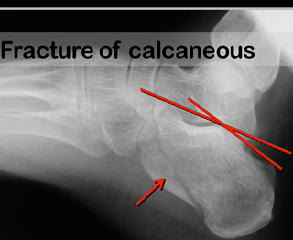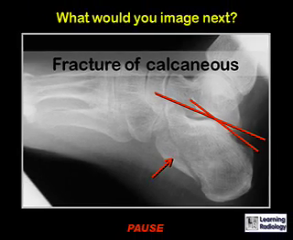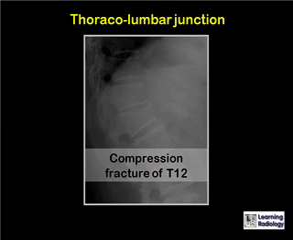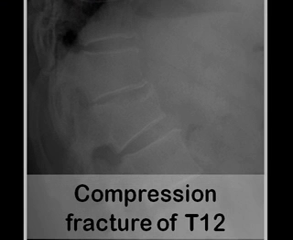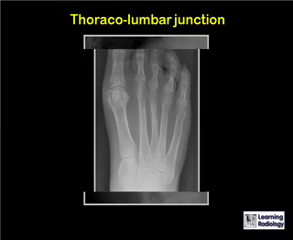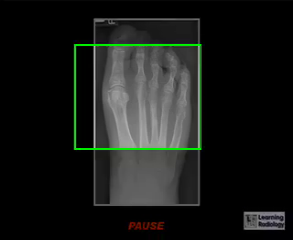And so, since these fractures are usually sustained by individuals who fall or jump from heights, you would want to image the thoracolumbar junction of the spine because they are often associated with compression fractures of T11, T12, L1, or L2. This individual has a compression fracture of T12. Here's your next case. Pause your computer or MP3 player.